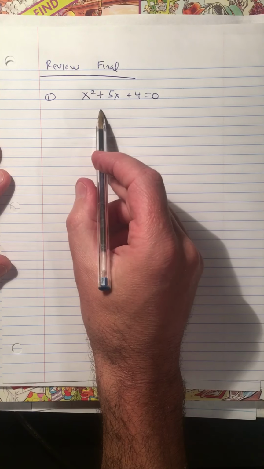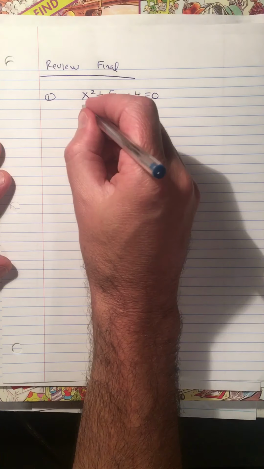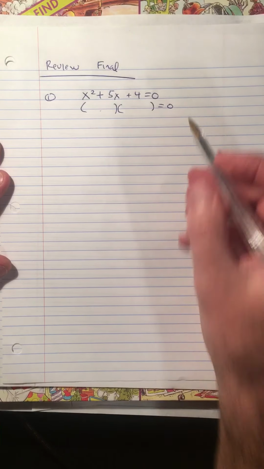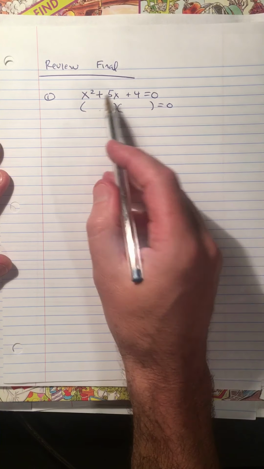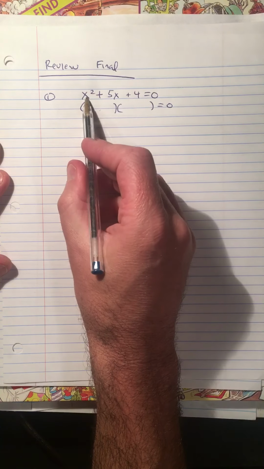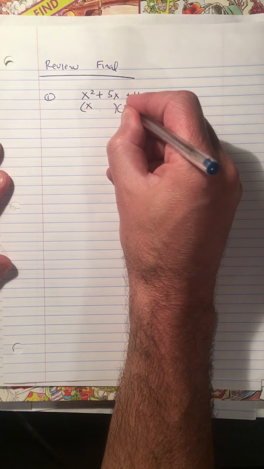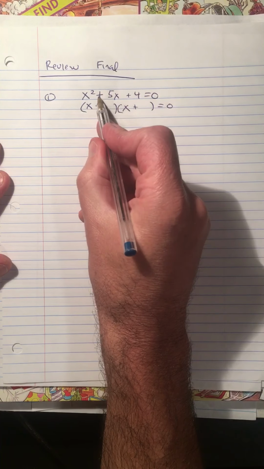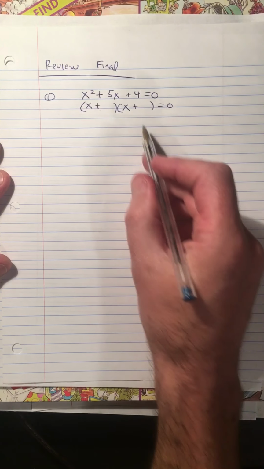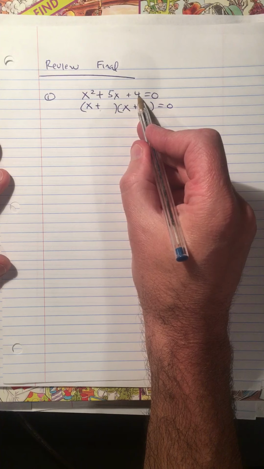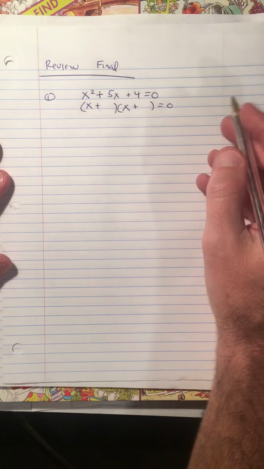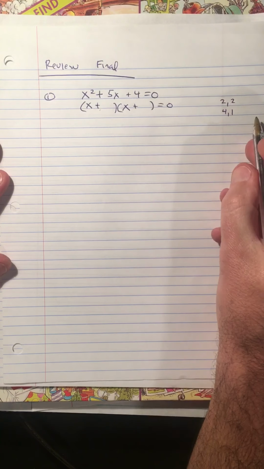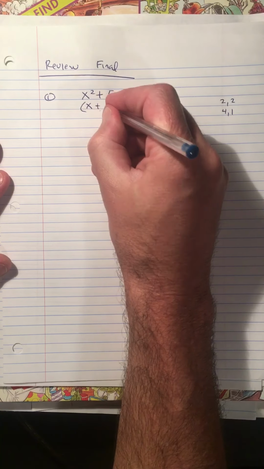So you could use the quadratic formula to solve this, but if you can factor, factoring is always the easiest, fastest way. When you look, you notice you've got all positives. You've got x squared, so these both have to be x. We have plus and plus because it's positive and positive. Now, two numbers multiplied together that equal 4, add together equal 5. So 2 and 2, 4 and 1, which one adds to be 5? 1 and 4.